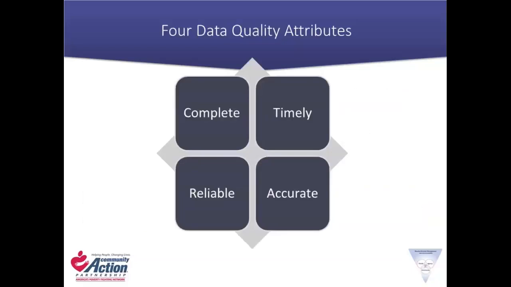So data has four quality attributes that must be considered to make sure that our data is complete, that it's timely, reliable, and accurate. So it's important for us to have good data that we can turn into information and knowledge. And so these are the four ways that we define good data.